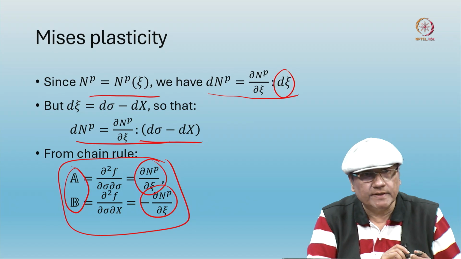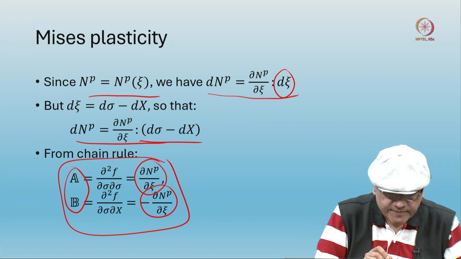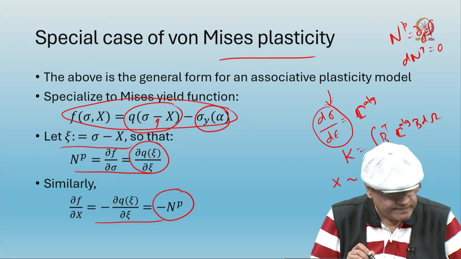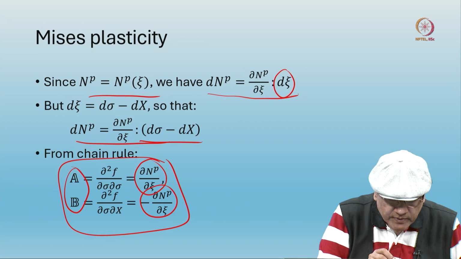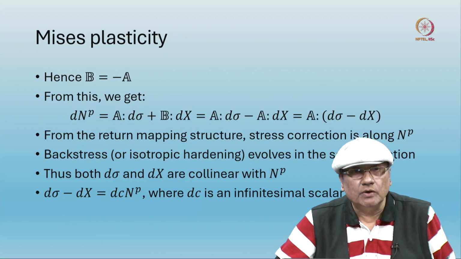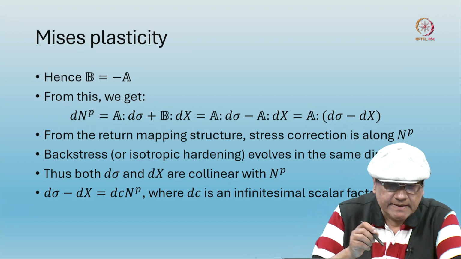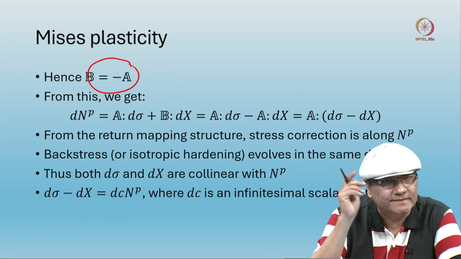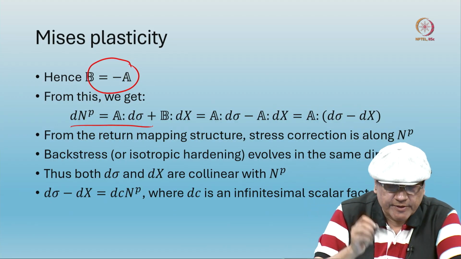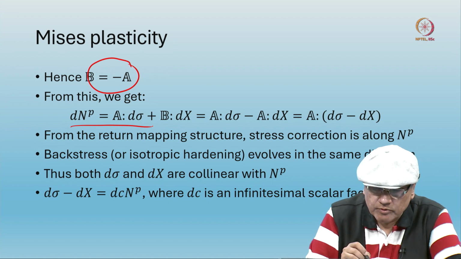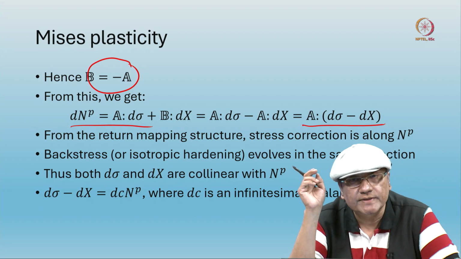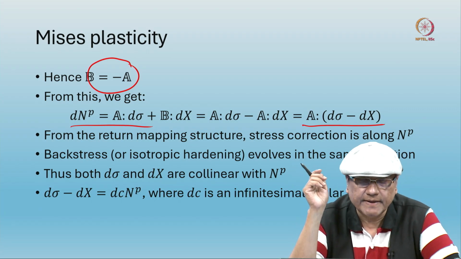You can see that from these expressions. Please follow it. Here we have made use of the fact that del f by del x is minus NP. Del f by del x comes here, you understand. Now I can therefore clearly see from here that B is minus A. And so we get a simpler expression by putting B equal to minus A. So purely in terms of A, it is just A inner product with d sigma minus dx.